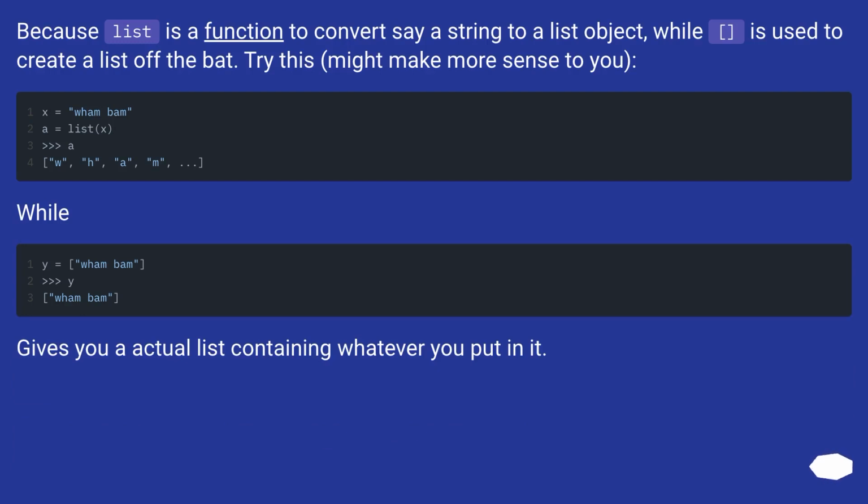Because list() is a function to convert, say, a string to a list object, while [] is used to create a list off the bat. Try this, it might make more sense to you. While list('abc') converts the string, ['abc'] gives you an actual list containing whatever you put in it.